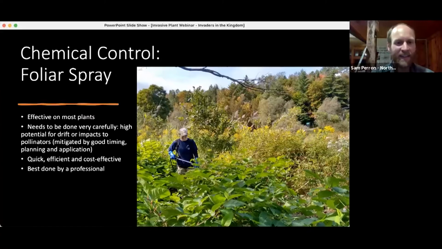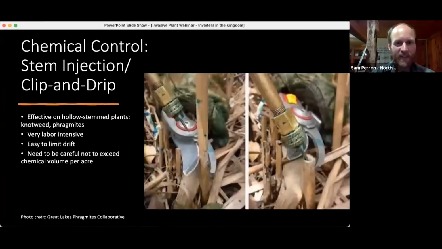A couple more options for using herbicides. These are really directed again. So specifically for plants with hollow stems, you can clip them off and drip a little bit of herbicide into the stem. It's labor intensive, it's monotonous, but it certainly works. And kind of like cut stump, this is very directed, very focused, very little risk of impact to other plants or animals in the ecosystem. So pretty good option.